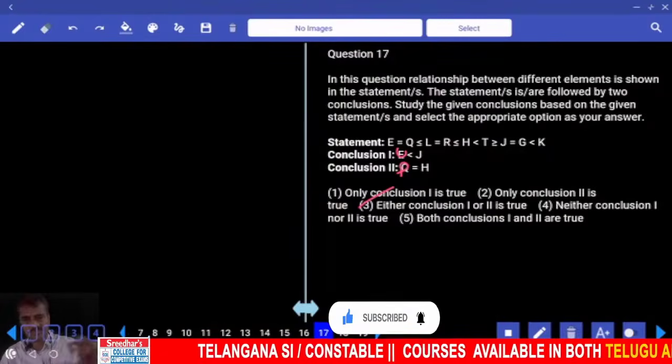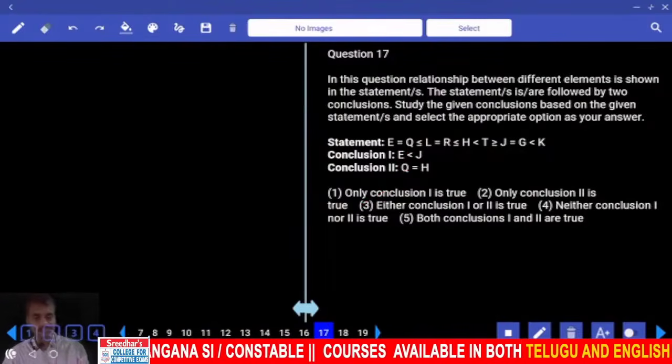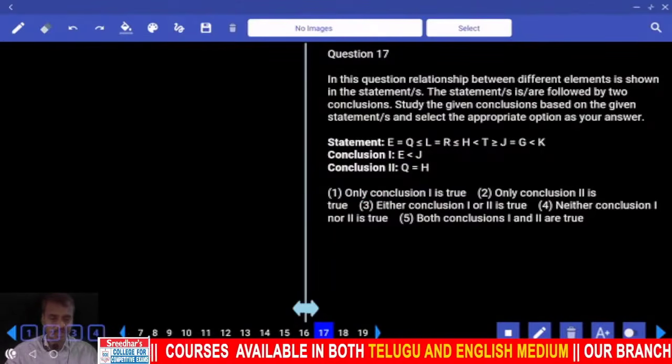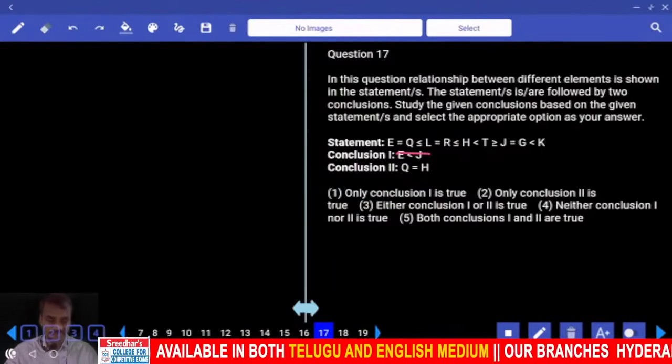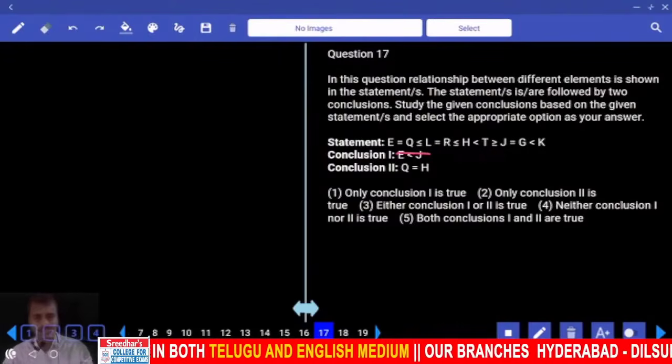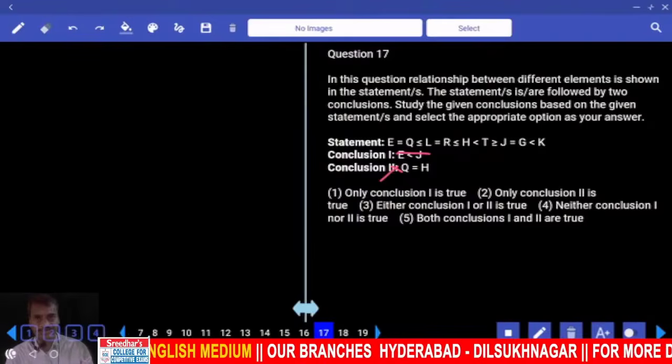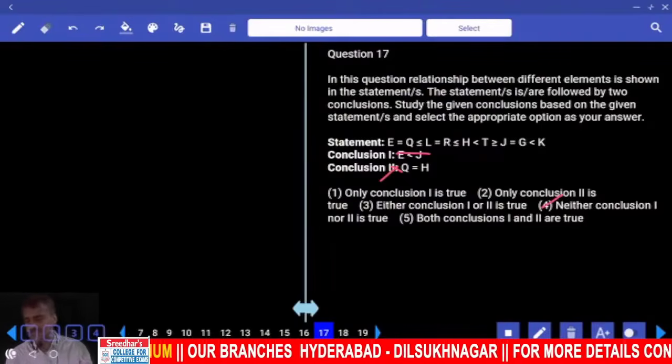The next one, 17th one. Tell me 17. E and J. E is here, J is here. Opposite symbol, no relation. Q and H. Q lesser than or equals to, but not only equals to. Hence neither 1 nor 2. Neither 1 nor 2, choice for 17.